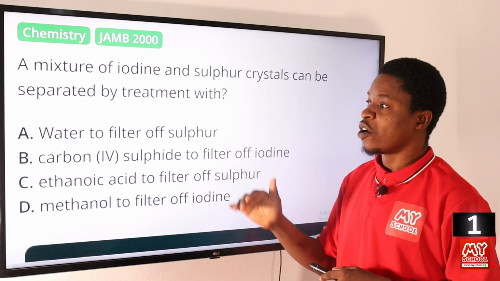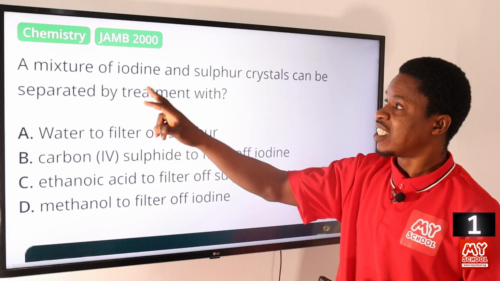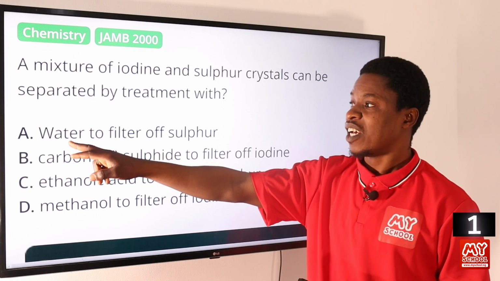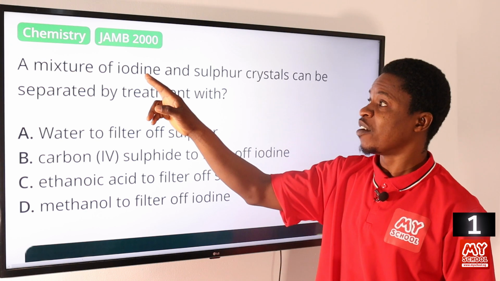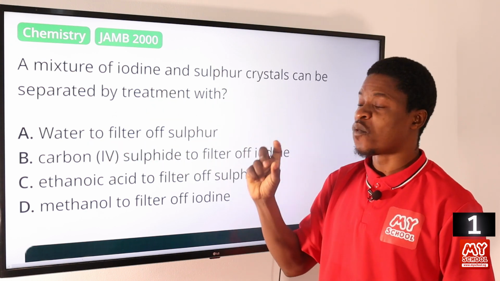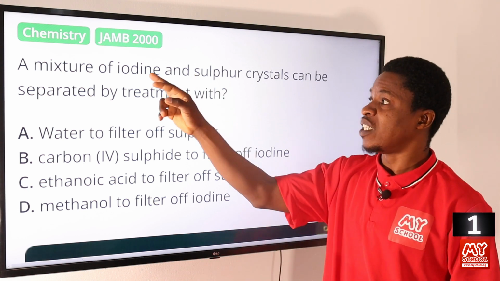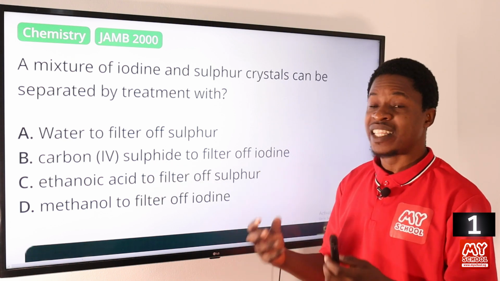Among these options now, this cannot be because none of this is going to dissolve in water. Okay, so even though water is a universal solvent, it's not going to dissolve iodine. Iodine will not dissolve in it and sulfur will not dissolve in it. So we need to look for a suitable solvent that either of these can dissolve in, then we filter off and then we get the other one.